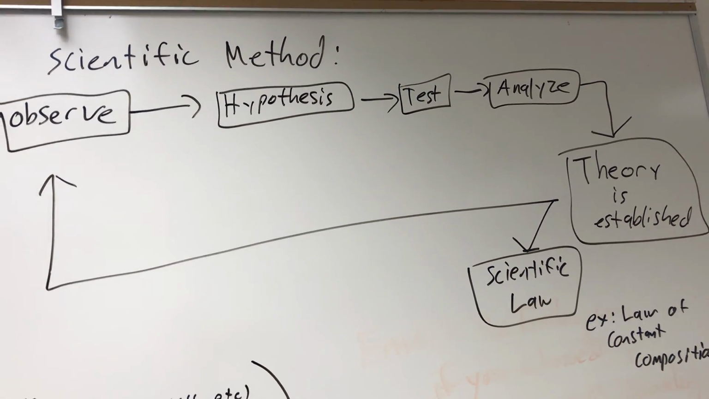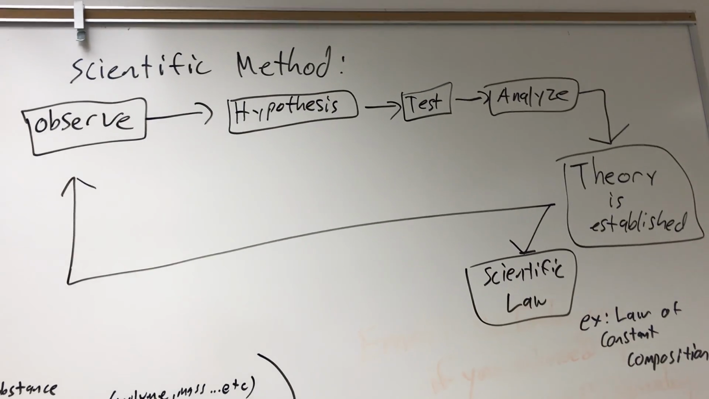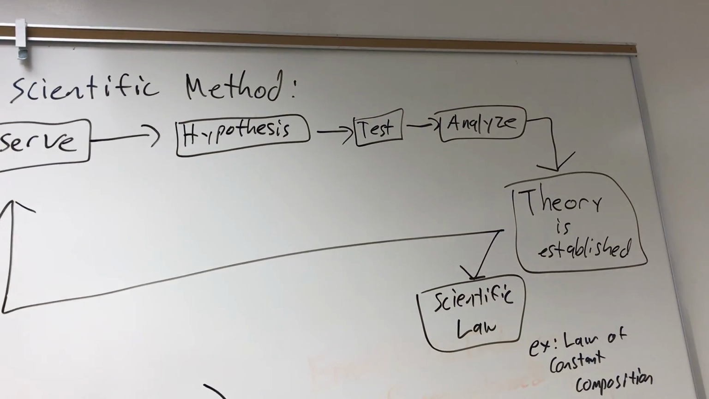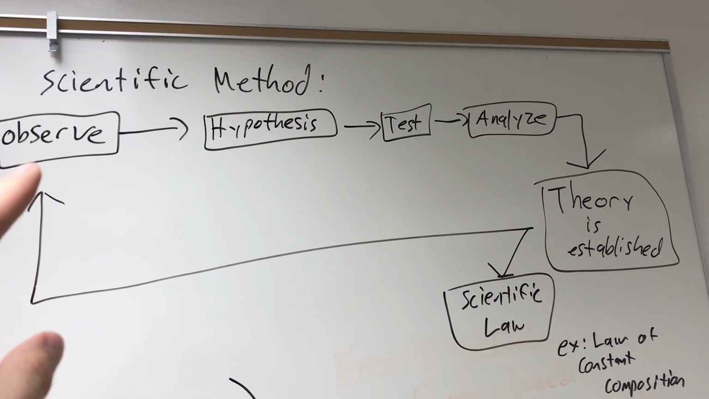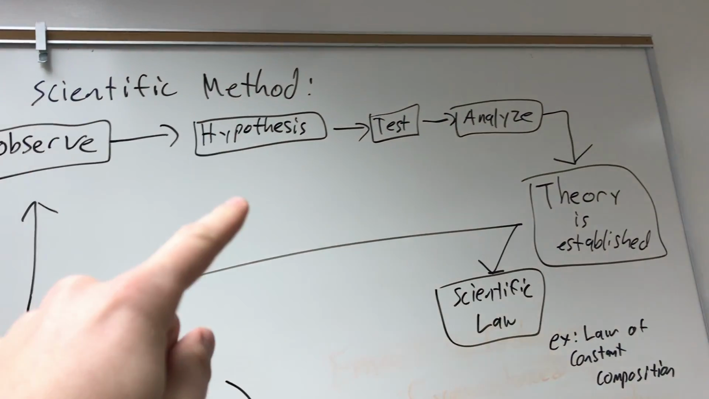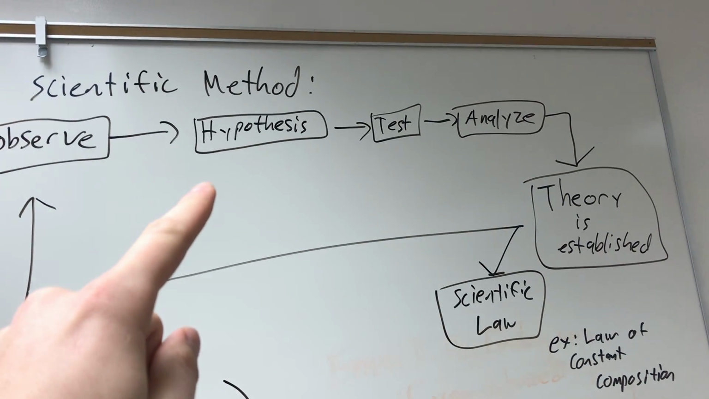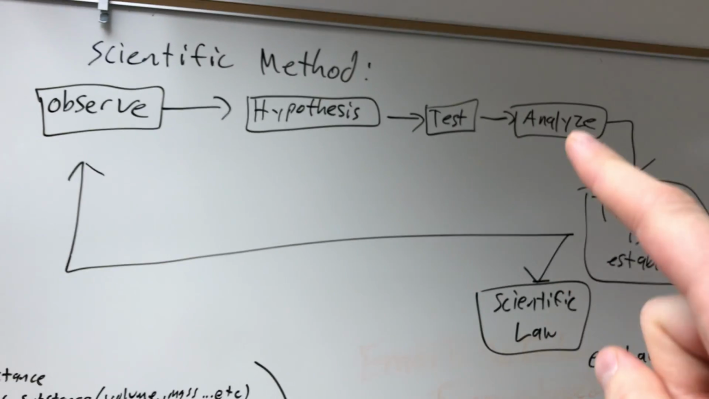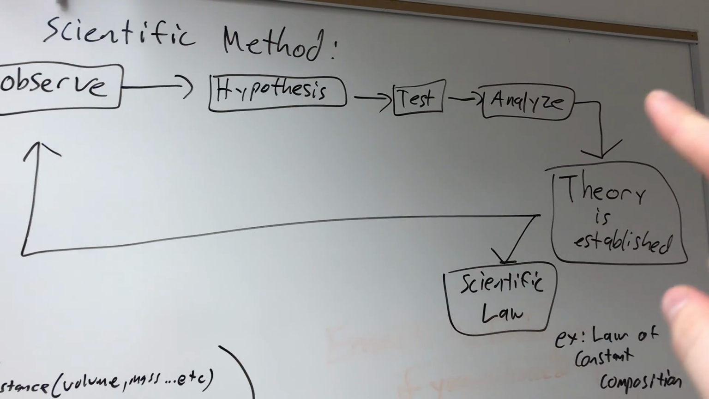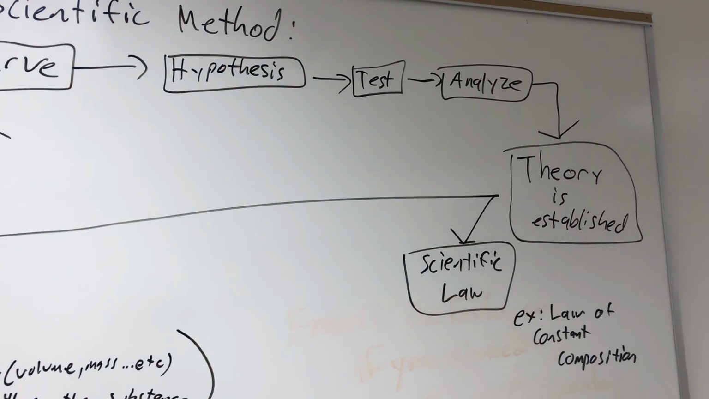For example, let's use girls. I observe girls, or I might use my wife instead. My wife really likes it when I do the dishes. I observe that when I do the dishes, she kisses me. Maybe I could get a hypothesis: when I do the dishes, my wife will kiss me. That is a hypothesis. I test it. I do the dishes, and then I analyze to see what happens. See if my wife kissed me or not.